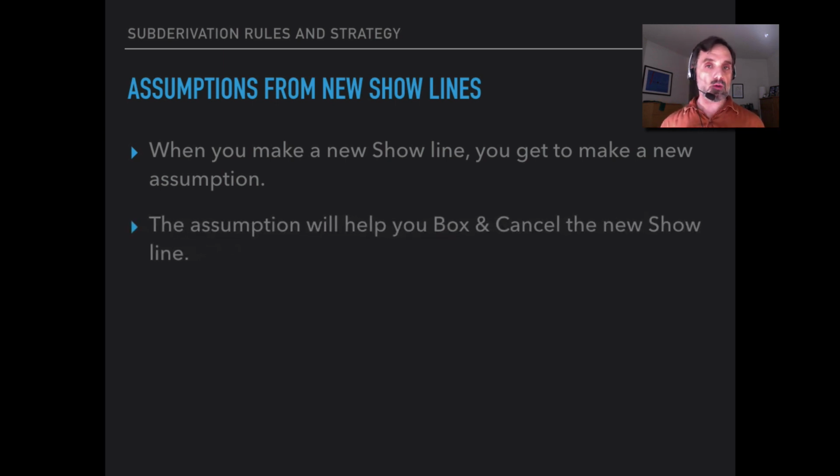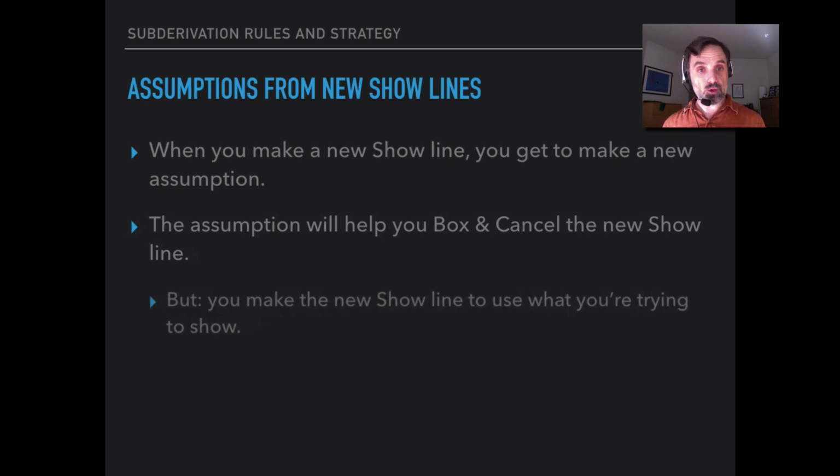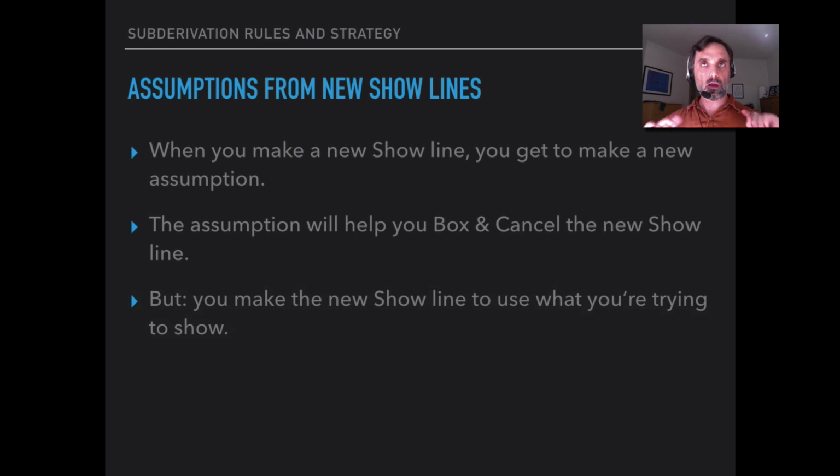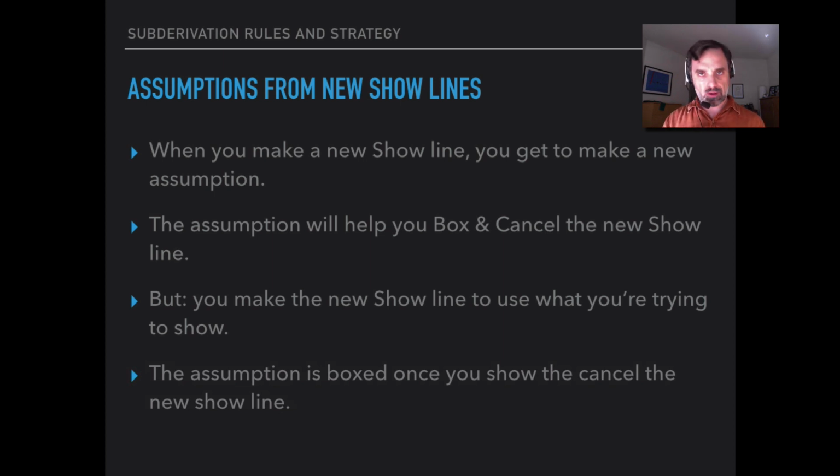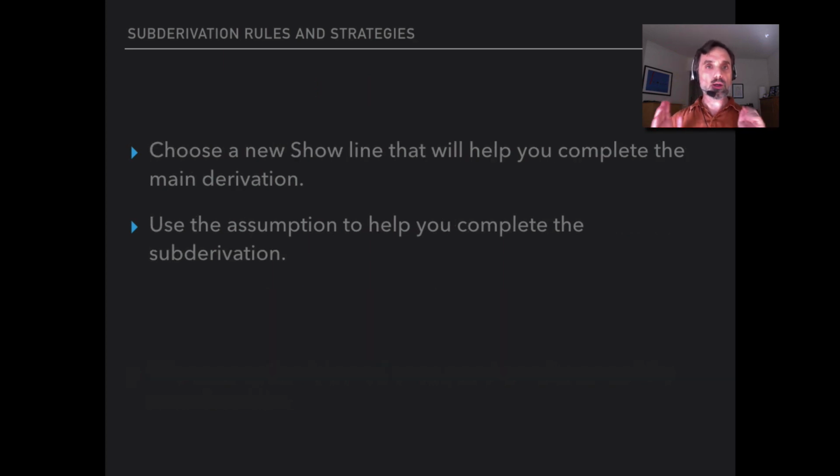And what will that assumption do? It helps you to box and cancel the new show line. So you need to think, okay, I make the new show line because it's going to help me with the main derivation. I'm going to be successful in boxing and canceling the new show line because I get to make a new assumption. But you don't actually make the new show line because it will give you an assumption. The assumption is only going to help you box and cancel the new show line. You make the new show line because once you box and cancel it, it's going to help you with the whole derivation. Once you box and cancel the new show line, that assumption isn't helpful anymore. So you want to choose a new show line that will help you complete the main derivation, and then you'll get to make an assumption, and that will help you complete the subderivation.